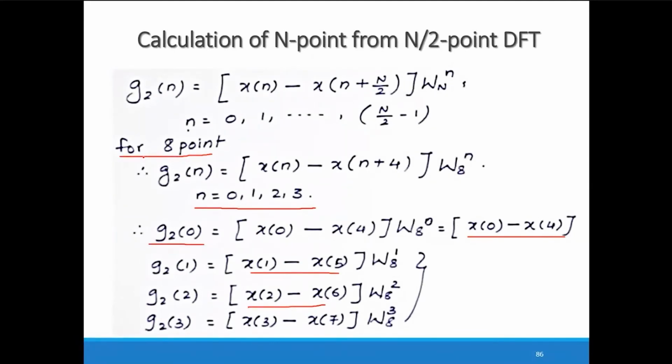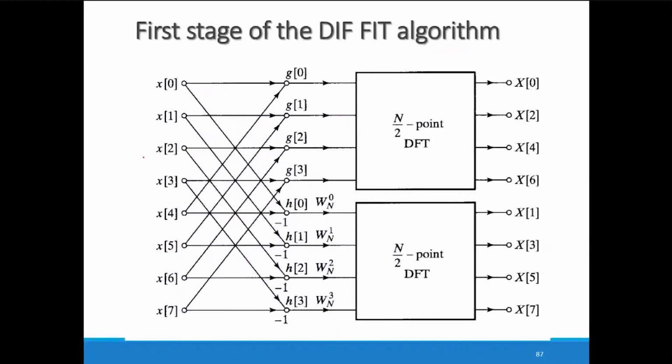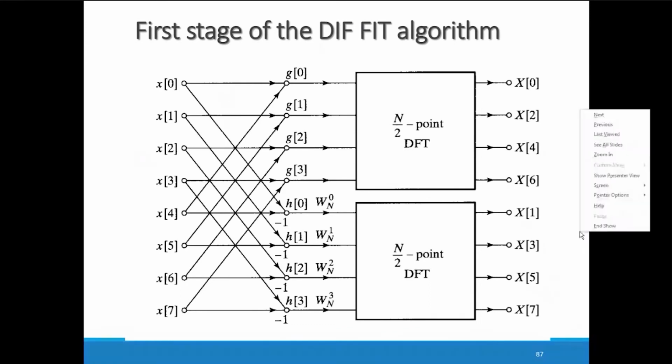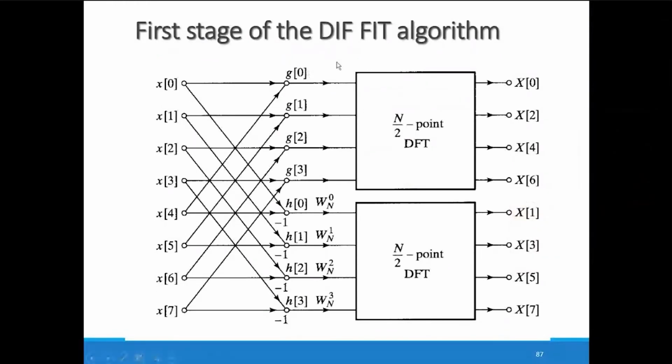Okay, now let us draw the diagram for this. In this diagram, this is the first stage of the DIF FFT algorithm. So here the first term is G0. Okay, just a second. First term is G0. So how are we getting G0 from the equations?